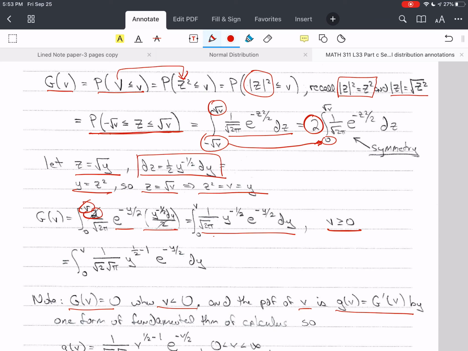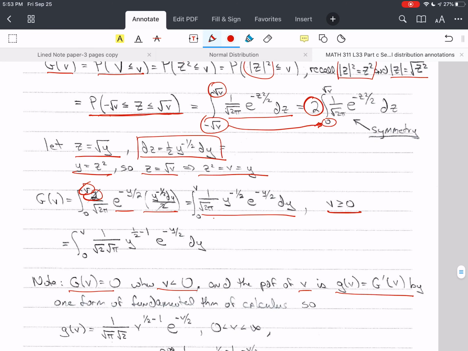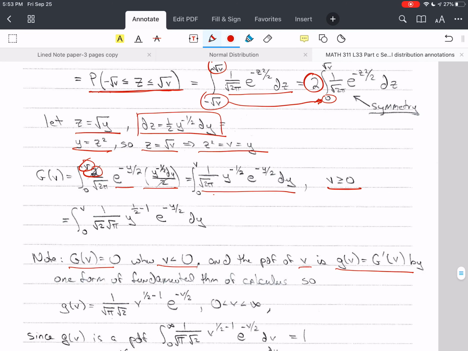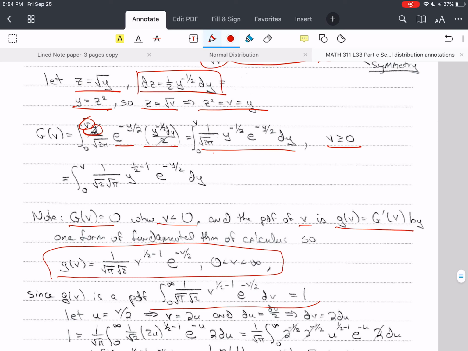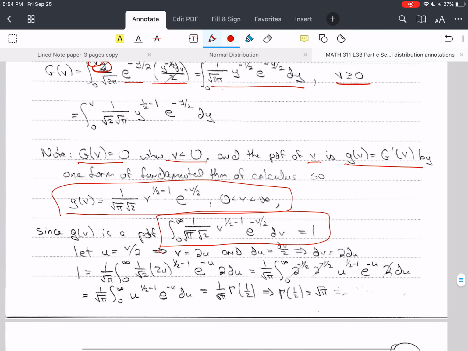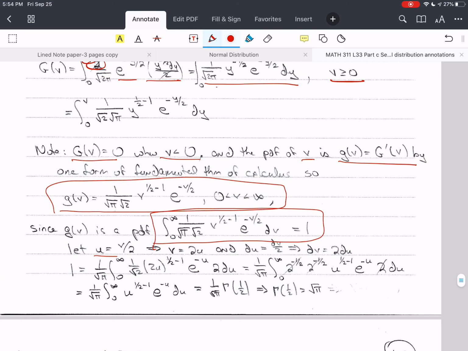And the PDF of v is the derivative of capital G of v, using the fundamental theorem of calculus. So then we've got G of v is equal to this, and it's a PDF. And because it's a PDF, we know that this is equal to 1. So we're going to use that fact, and we're going to let u be v over 2. v is 2u, du here, dv here. We substitute in, remember that this is equal to 1.